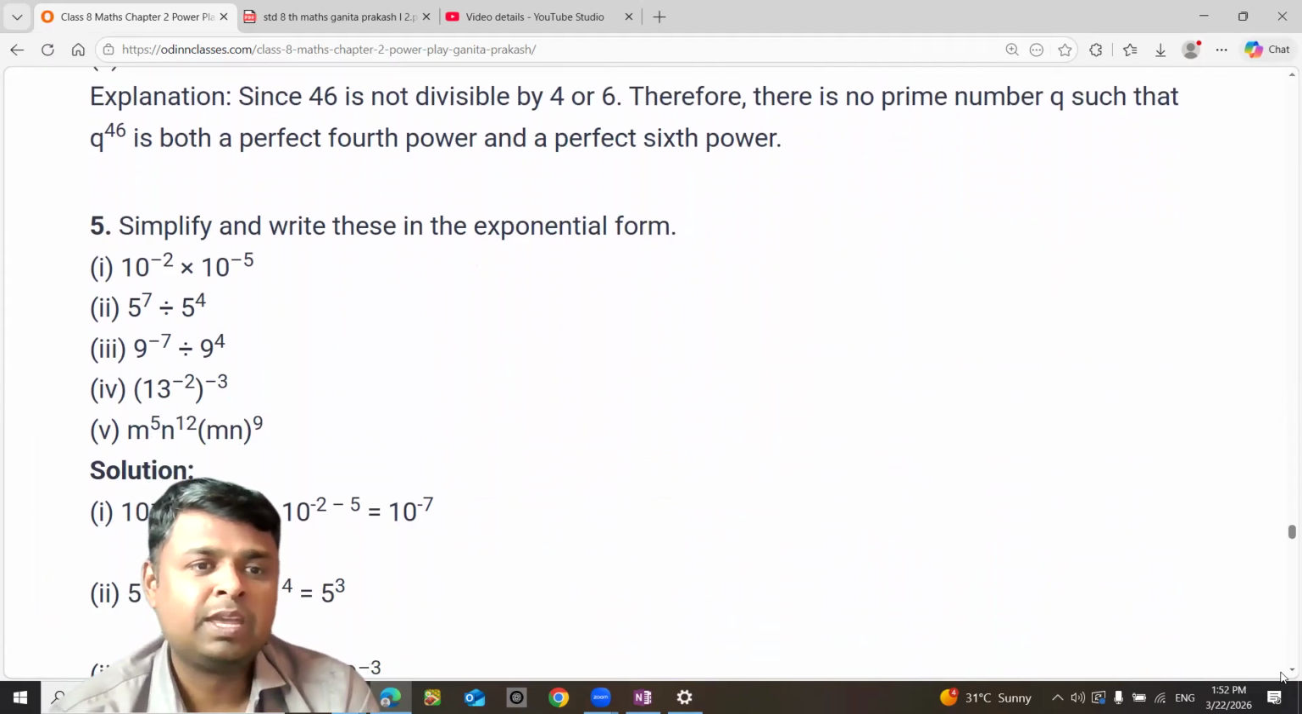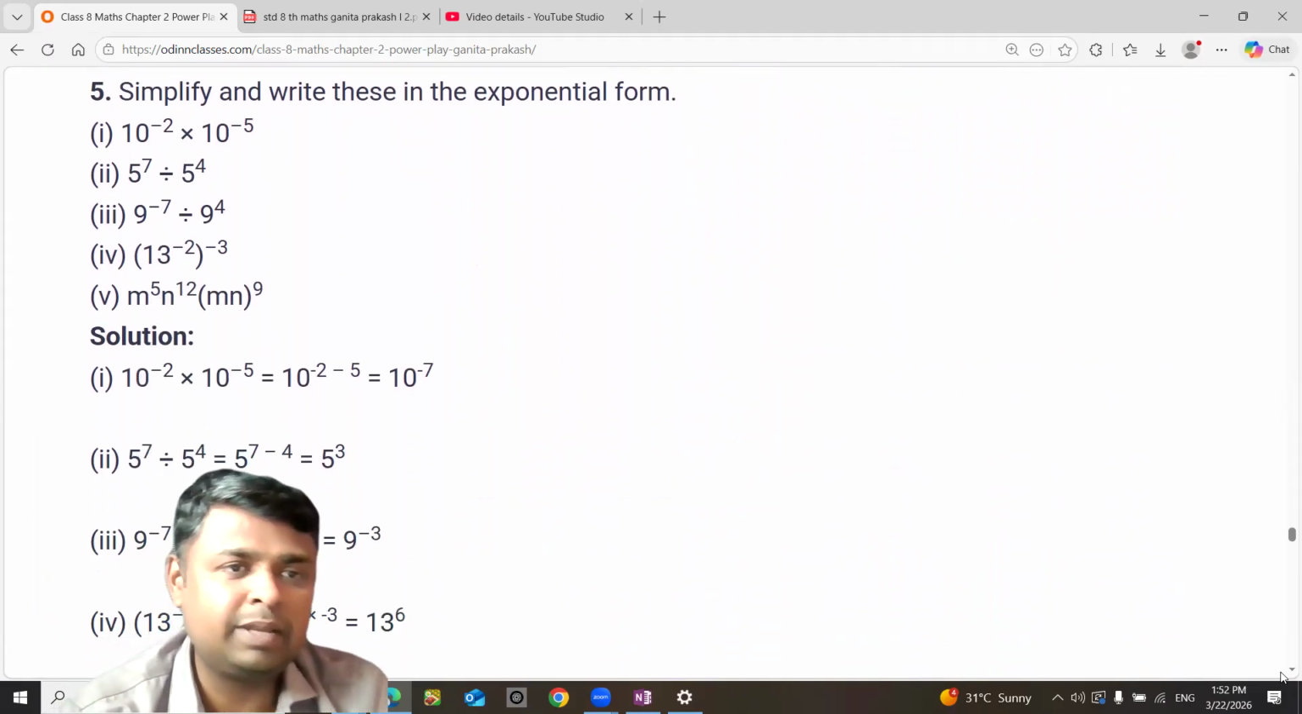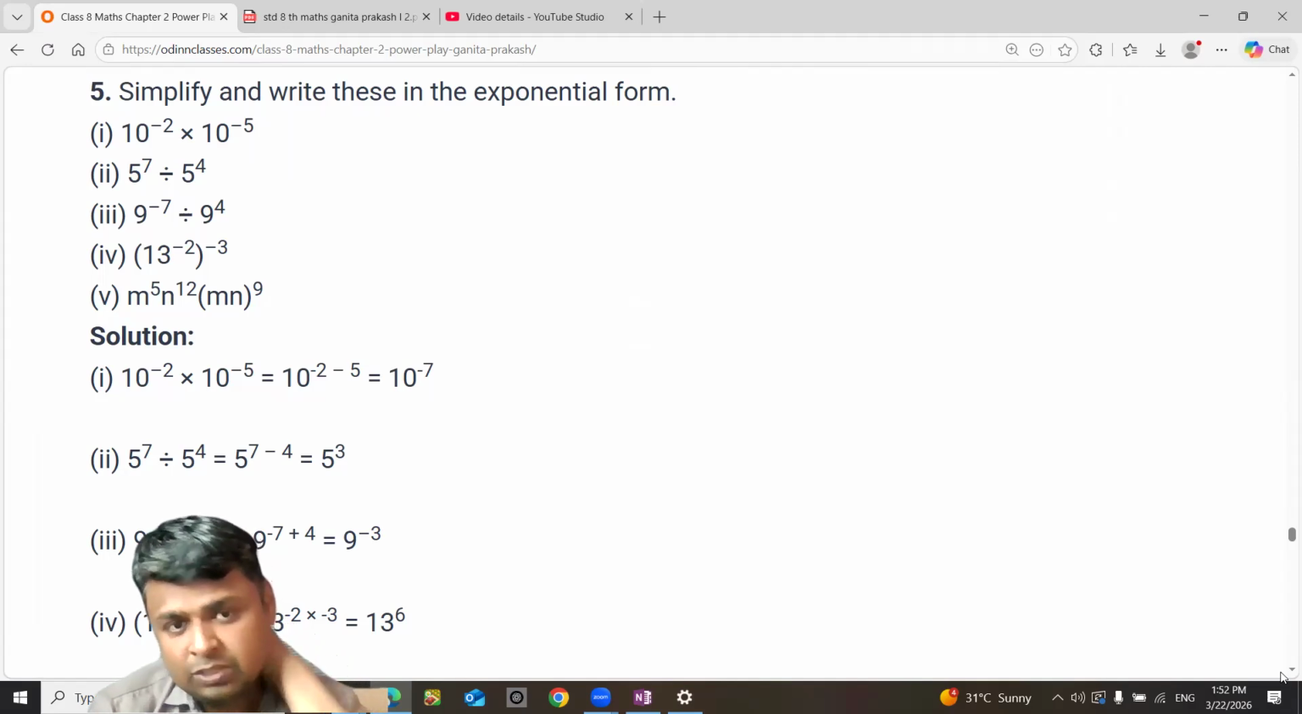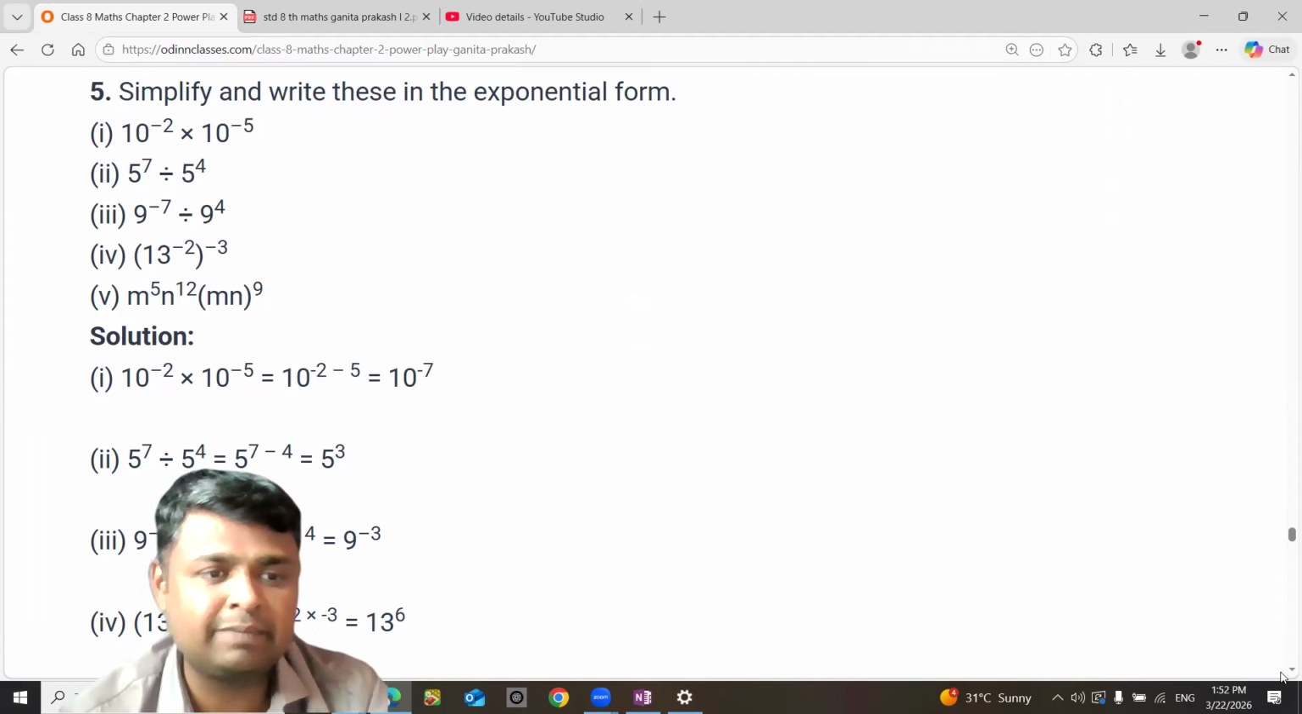Now simplify and write in exponential form: 10 raised to minus 2 and 10 raised to minus 5. So we can write it as 10 raised to minus 2 minus 5, that is 10 raised to minus 7.